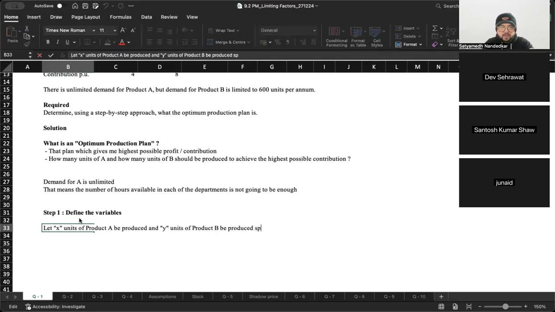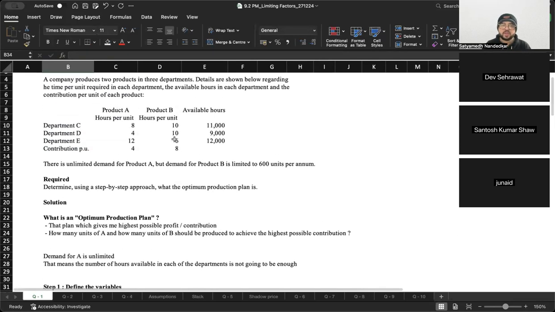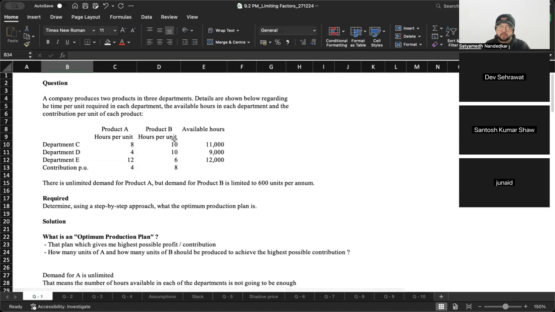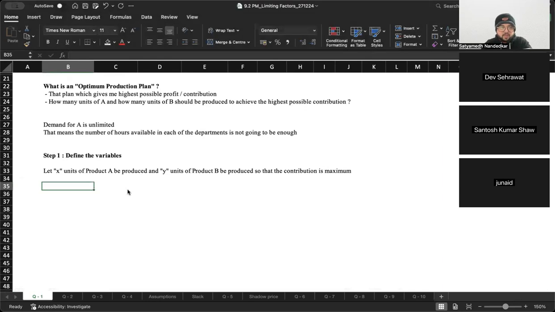Let Y units of B be produced so that the contribution is maximum. Let X units of A be made and let Y units of product B be produced so that the contribution is maximum. Now, with that in mind, let's now start framing. We have defined the variables. Now we'll define the objective. What is the objective? Objective is to maximize the contribution. Step 1, define the variables, and step 2 is define the objective.